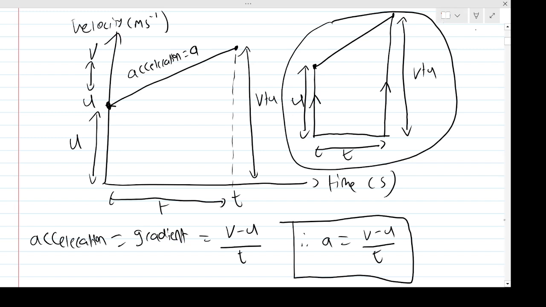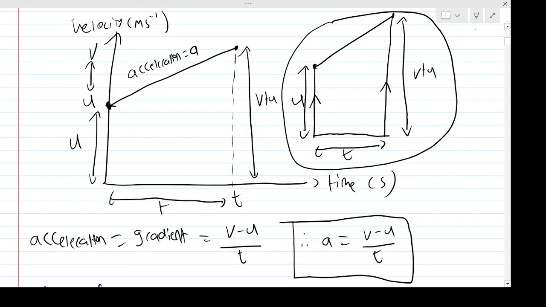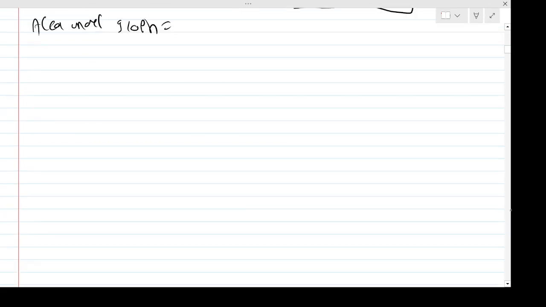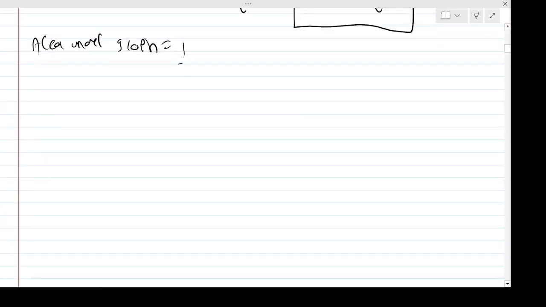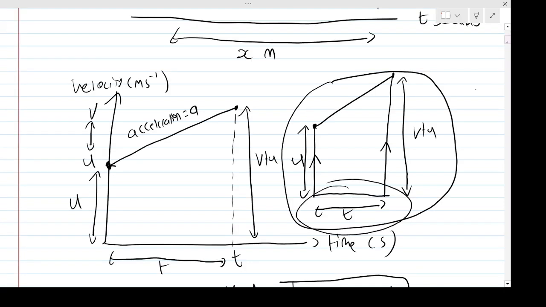So, the area under the graph, that's the area of the trapezium that the graph makes, which is what I've drawn here. Well, firstly, again, the parallel sides are u and v plus u. So it's going to be half of u plus v plus u, times the height of the trapezium, which is here, t.